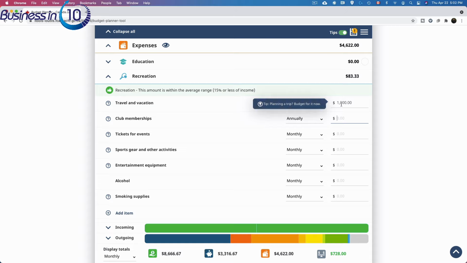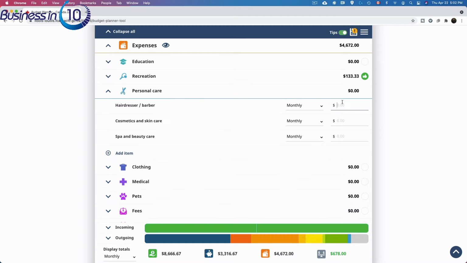And then you look at if you have a club membership or you go to concerts or whatever you want to do, you put it all in here. And again, the money comes out of this bucket right here. And let's say on alcohol, we spend $50 per month. Again, look at the number here. Now you've got to be careful because the number is getting smaller.